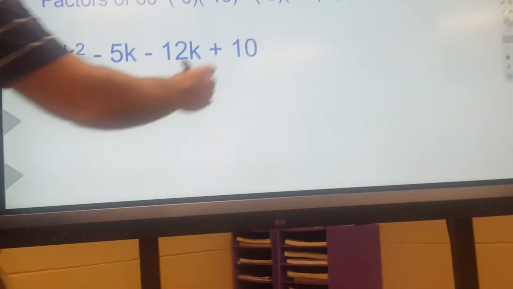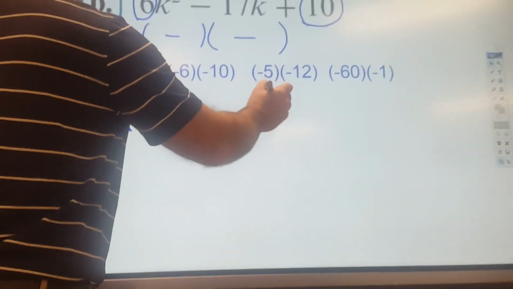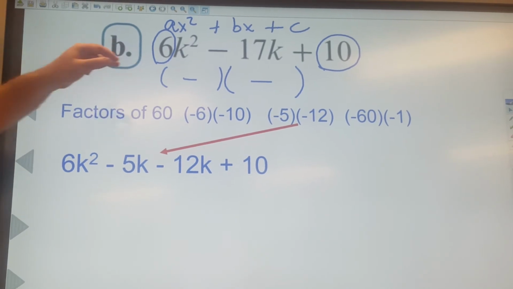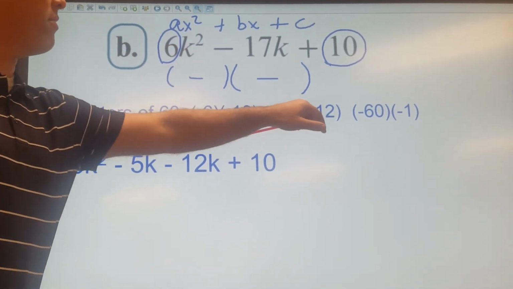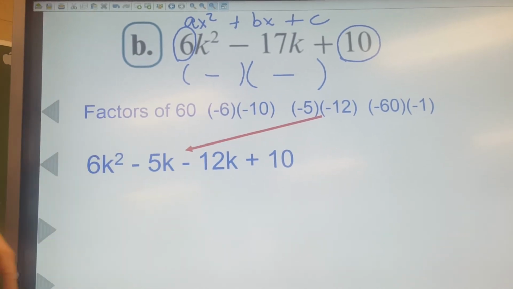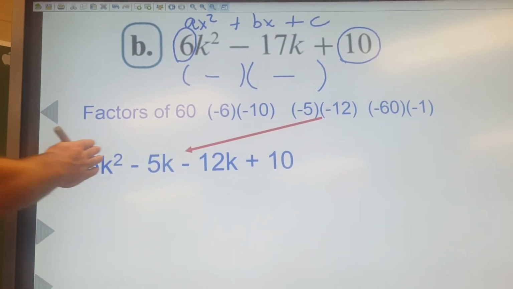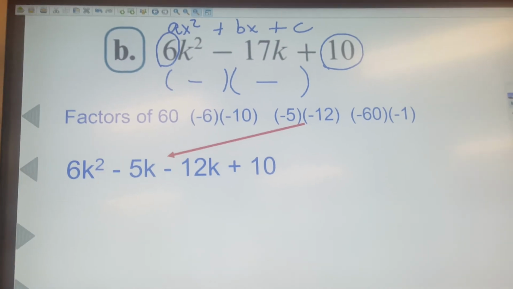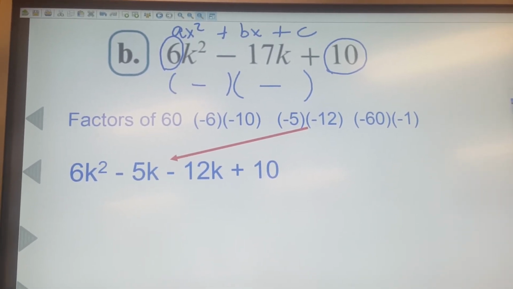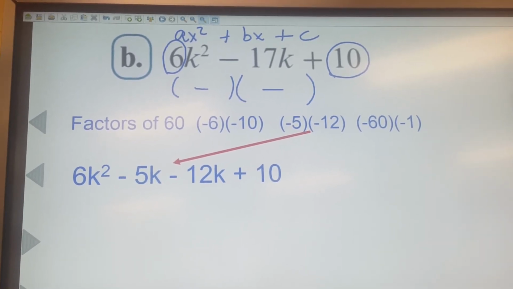Now here's what I'm going to do with the negative 5, and this is where the arrow is. Since it's negative 17k, we're just going to have to add the variable. We're going to make this a 4-term polynomial. We've got minus 5k and minus 12k. We're going to change the middle term into those, and then we can factor it by grouping. We'll have one systematic way, just a few steps, and we'll be able to solve this.